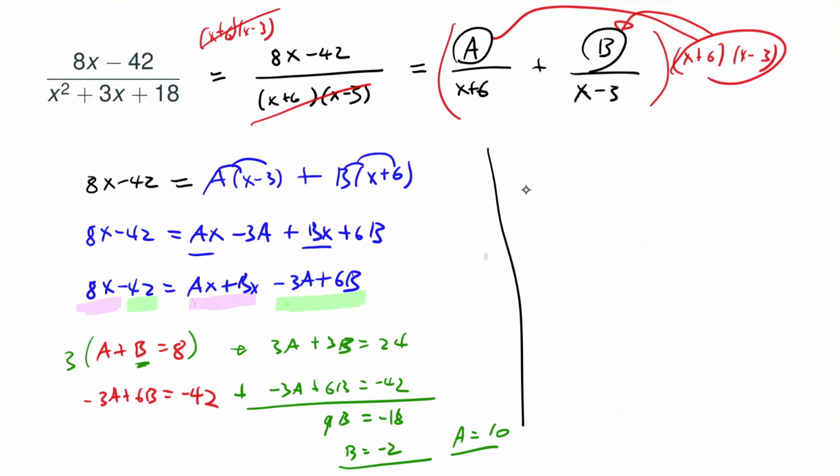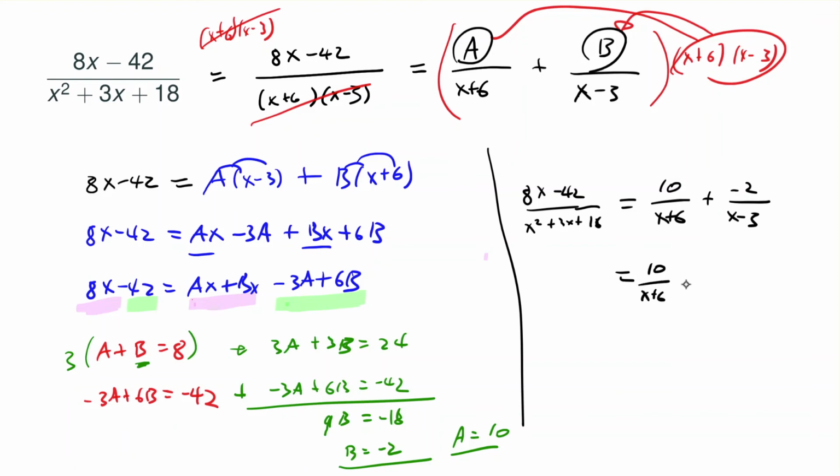So our final answer, remember, what we found is just this part right here. So we decompose this fraction expression. What we got is 10 over x plus 6 plus negative 2 over x minus 3, which we can also write as 10 over x plus 6 minus 2 over x minus 3. Okay. These two are equivalent, right? So this is the correct answer. We decompose this fraction into two separate fractions.